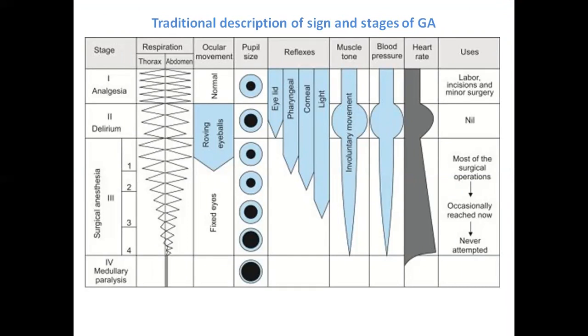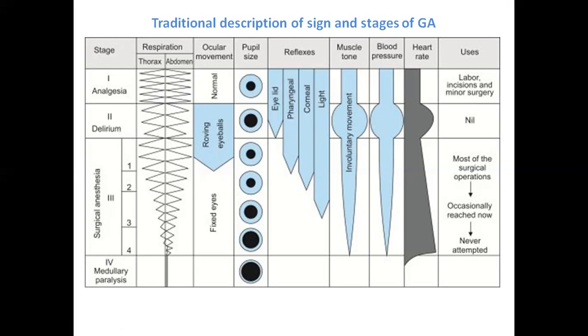Now we can see here some traditional descriptions of anesthesia and their signs and stages. So, what are these stages? Stage one is analgesia. This is the period from the beginning of anesthetic administration to the loss of consciousness. The patient progressively loses pain sensation, but motor activity and reflexes remain normal in this stage. The pupil size is also normal. Reflexes like eyelid, corneal, pharyngeal, and light reflexes are all normal.